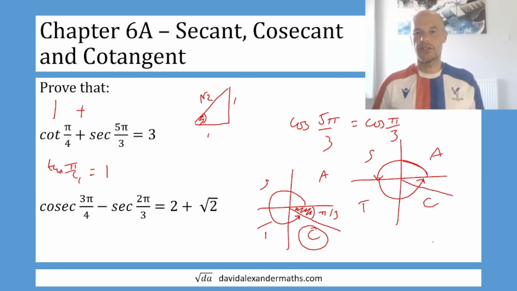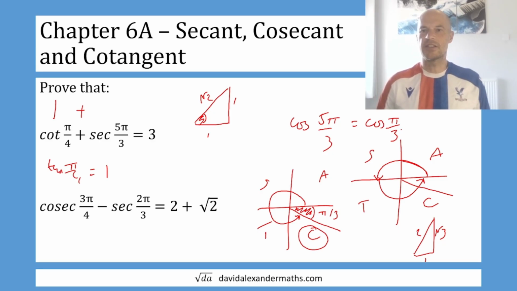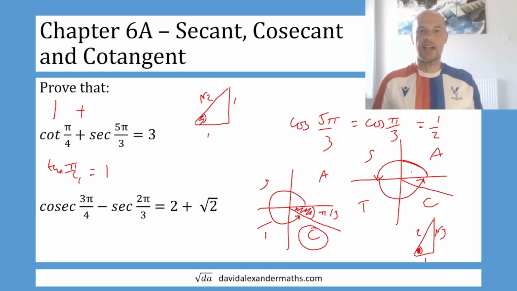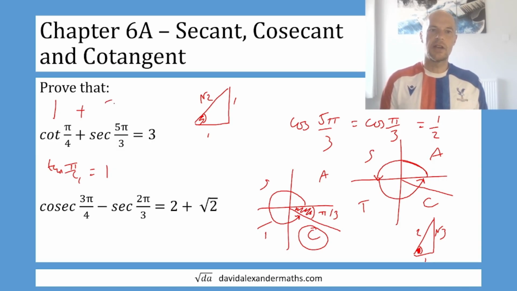So what is the cos of pi over 3? Let's do our 1, 2, root 3. Pi over 3, or if you're still thinking in degrees, that is your 60 degrees to this one here. So the cos of pi over 3 is 1/2. So the cos of 5 pi over 3 is also 1/2. So the sec of 5 pi over 3 is 1 over 1/2, and 1 divided by 1/2 is 2. And of course, 1 plus 2 is 3.